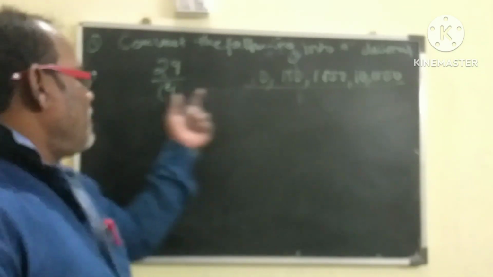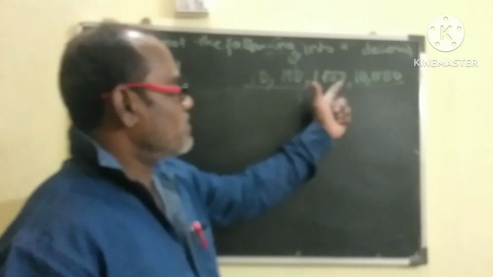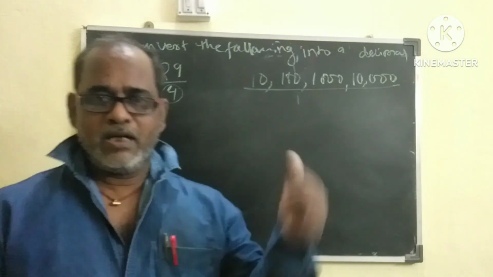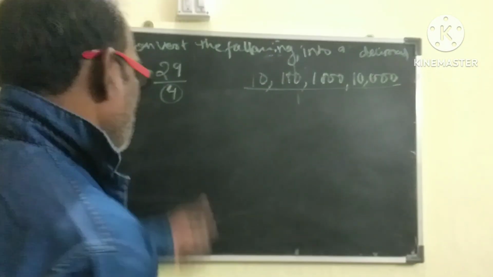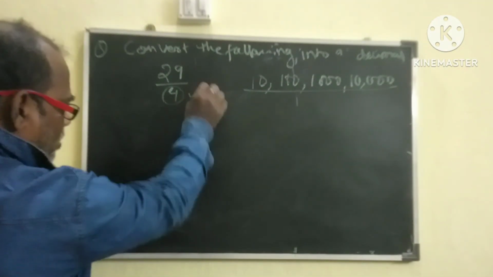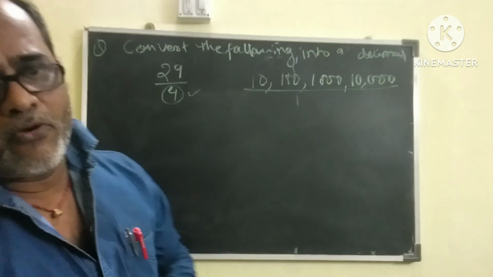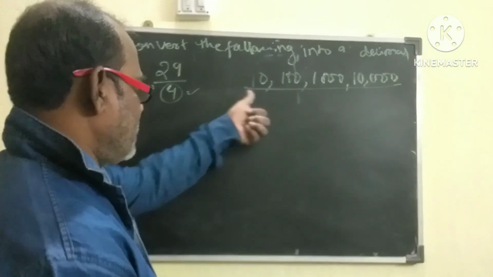So once you can make the denominator in tens, 100, 1000, 10,000, it becomes very easy, because we have already learned this in our previous class. So first we will try to make 4 in terms of 10. If you read out the tables of 4: 4 ones are 4, 4 twos are 8, 4 threes are 12, we don't get 10.